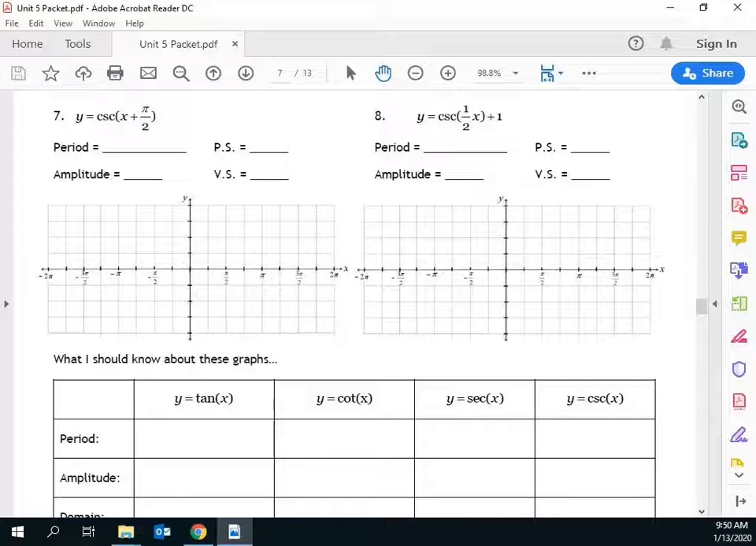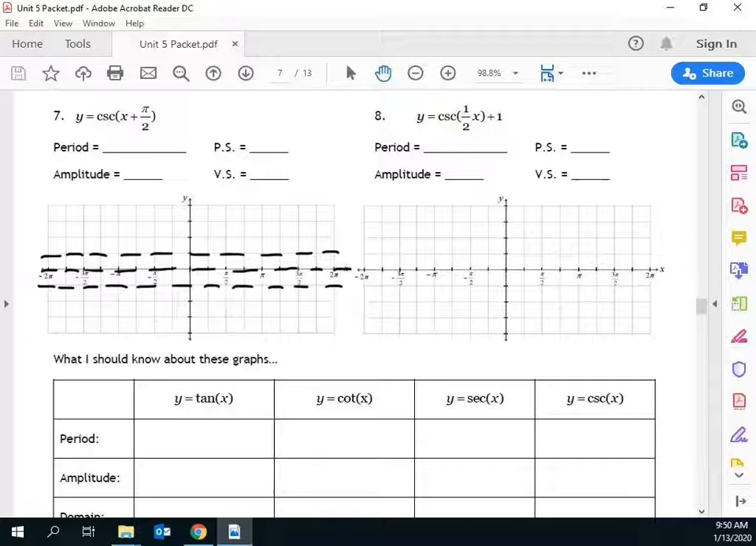All right, so any vertical shifts here, guys? Nope. So we go ahead and draw this. Amplitude of how much? 1, so we go up 1 and down 1. Oh, this is going to be nice and cramped. Is there a phase shift? What is it? Left pi over 2. So my new starting line is right here.